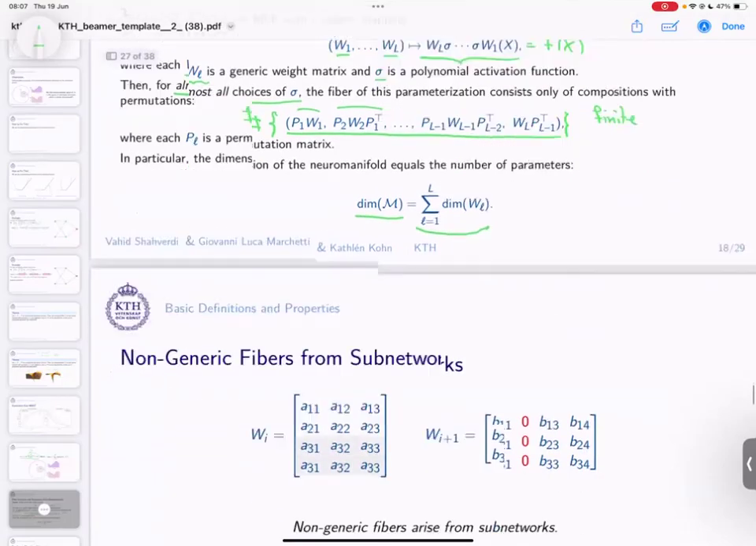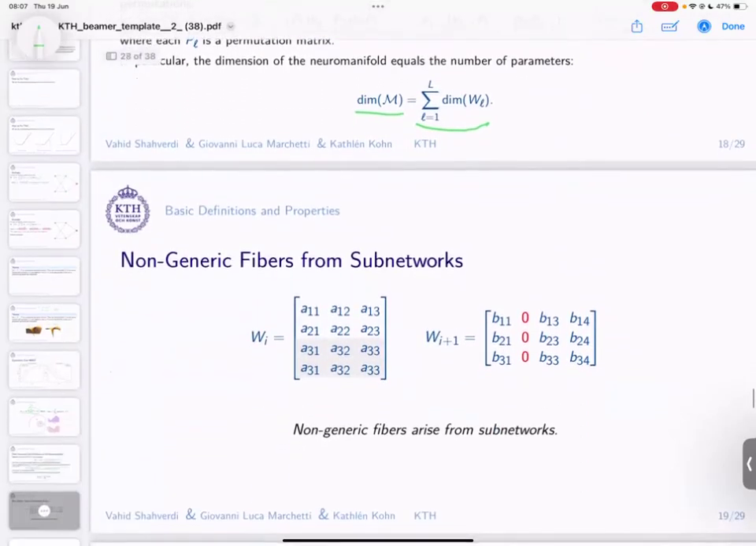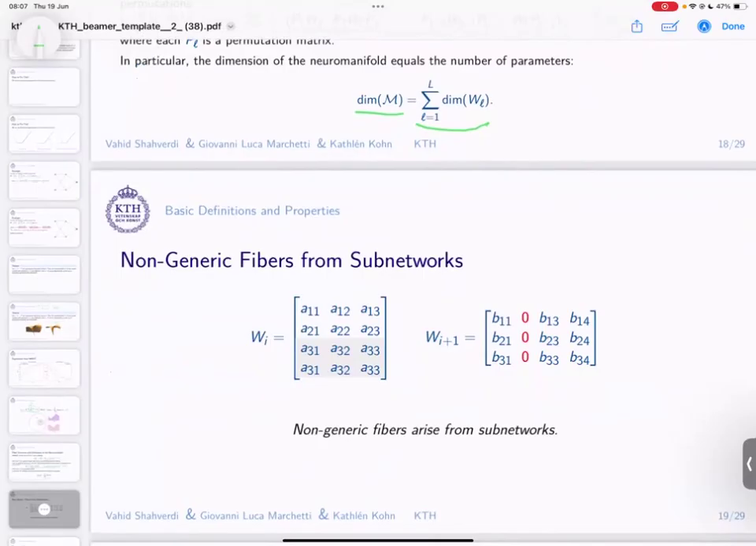And a little bit more to this, I said that for generic choices of tuple of matrices, but now I'm going to tell you what is not generic. So in the MLP setting, the following thing is not generic. Imagine that you kill a neuron. So basically when you kill a neuron, you make your architecture a little bit smaller. We call this a subnetwork. And my claim is that non-generic fibers come from subnetworks.